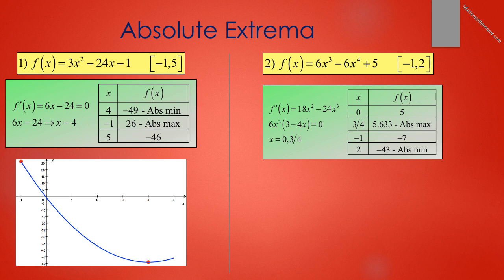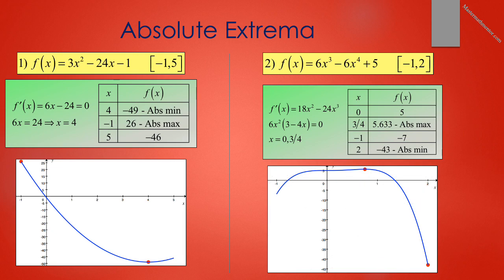F of 0 is 5, f of 3/4 is 5.633, f of -1 is -7, and f of 2 is -43. So our absolute max is 5.633, and our absolute min is -43. Shown is the graphical confirmation. Notice that at x is equal to 0, we have neither a relative min or relative max. We have an inflection point, and the curve just gets slightly higher than that at x is equal to 3/4. The absolute minimum is at an endpoint.